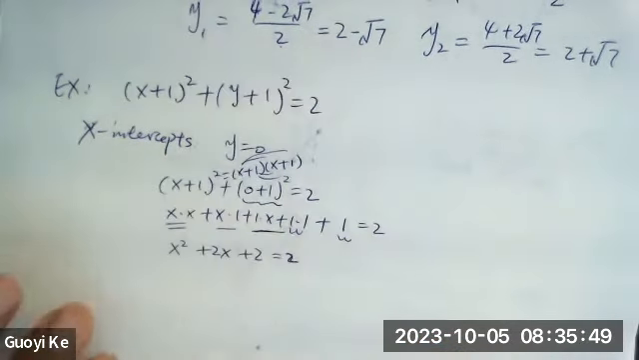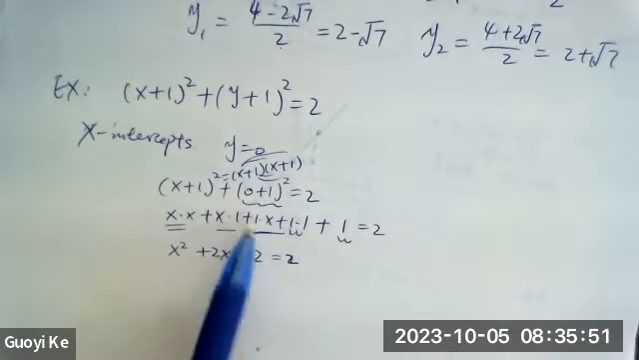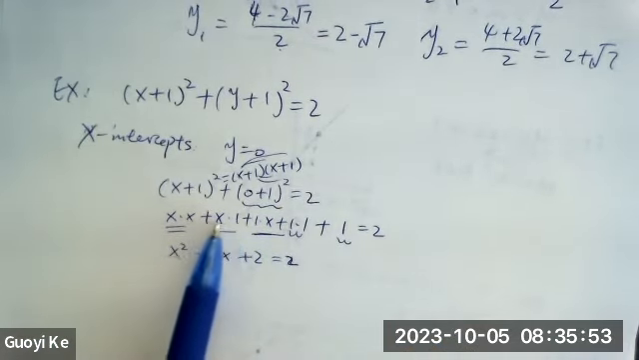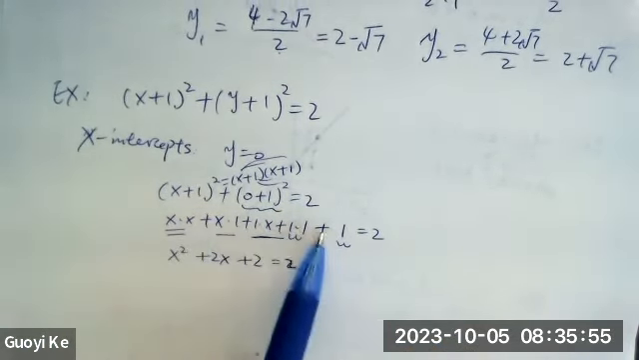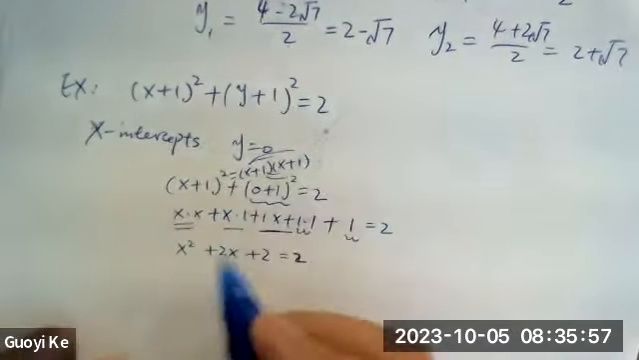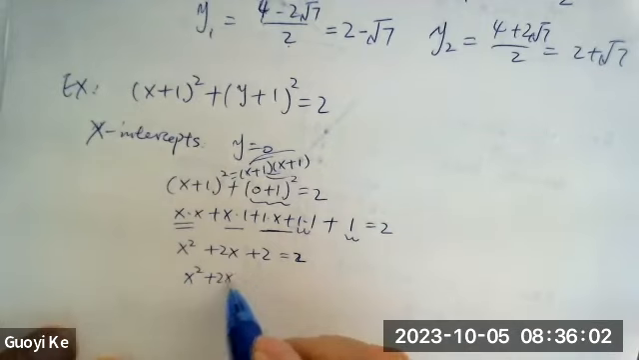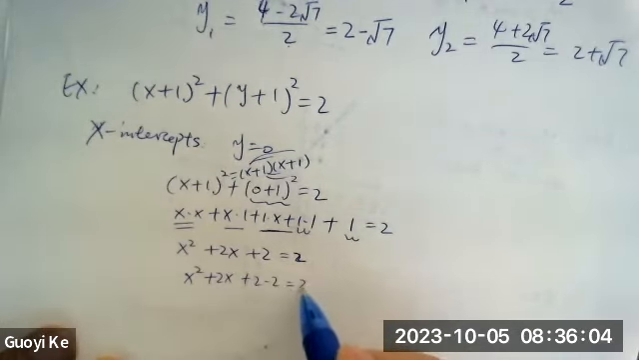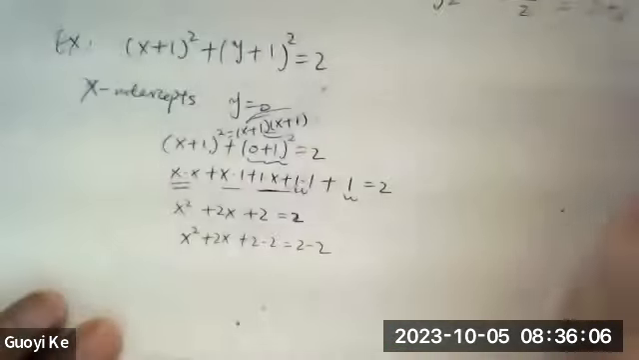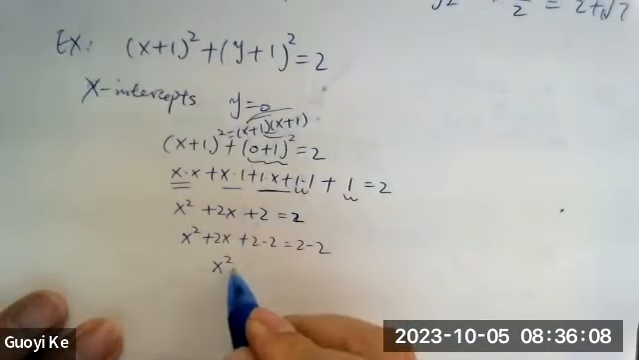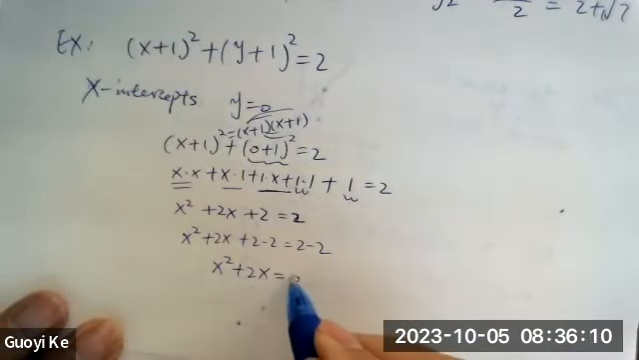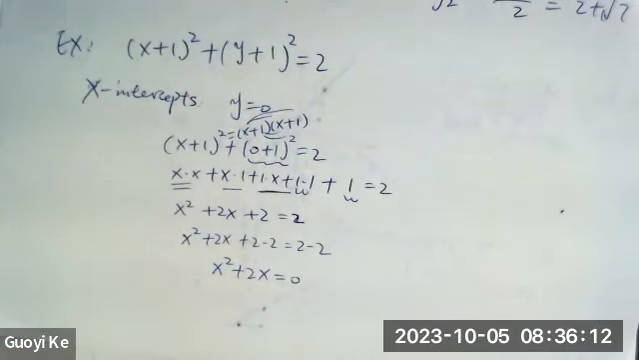Here's 2x, here's a 1 plus 1 is 2. Okay, so now you can get what? Subtract the 2 from both sides. Right? Subtract the 2 from both sides. You're going to get x squared plus 2x equals 0. Okay, how to solve this one? Any idea?